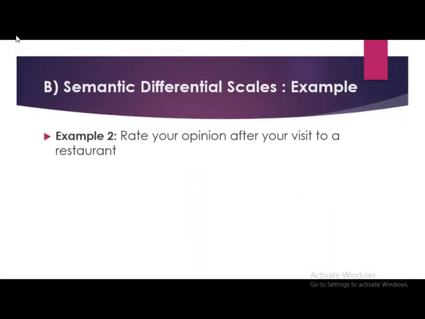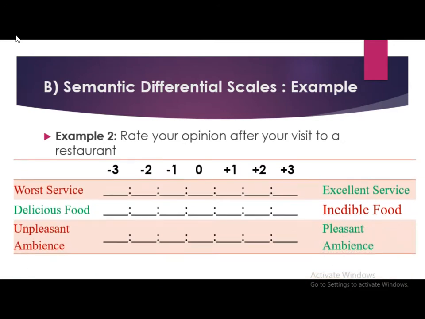Now, in the same way, rate your opinion after a visit to a restaurant. Suppose I choose parameters like worst service and excellent service, and in between I will swap. The next parameter I will swap: delicious food is a positive attribute, I will take at the left-hand side, and inedible food, the negative attribute, I will put at the right-hand side. Again I will shift unpleasant and pleasant, negative to positive.